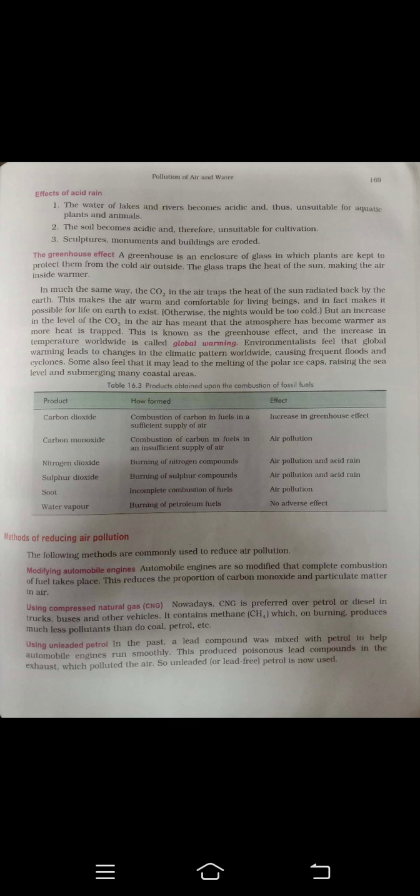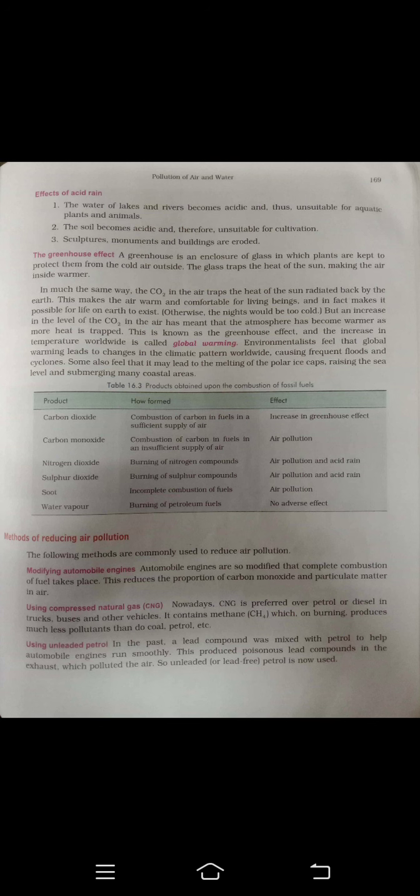Then Table 16.3, products obtained upon the combustion of fossil fuels. What are the products? Carbon dioxide, carbon monoxide, nitrogen dioxide, sulfur dioxide, soot, water vapor. How are they formed and what is the effect of it? This you have to learn.